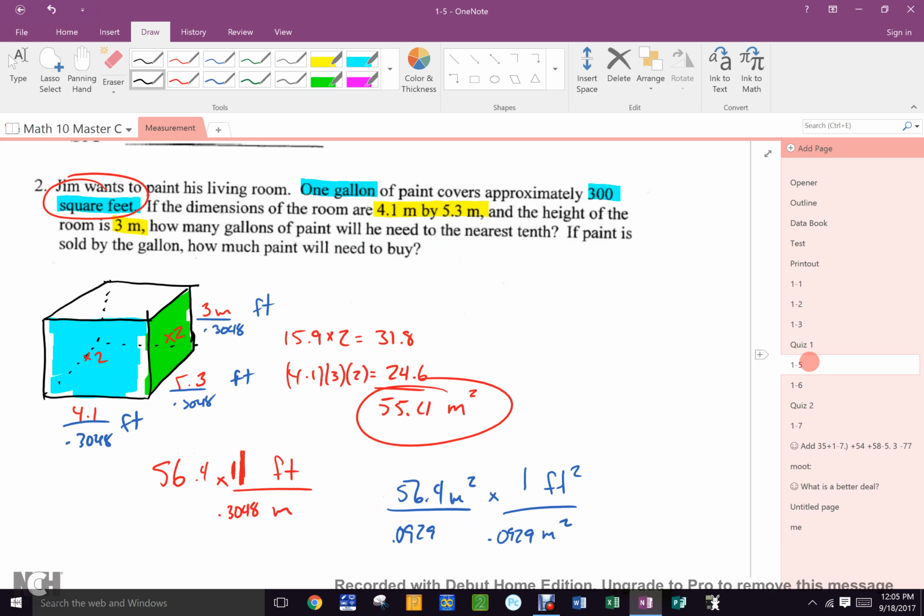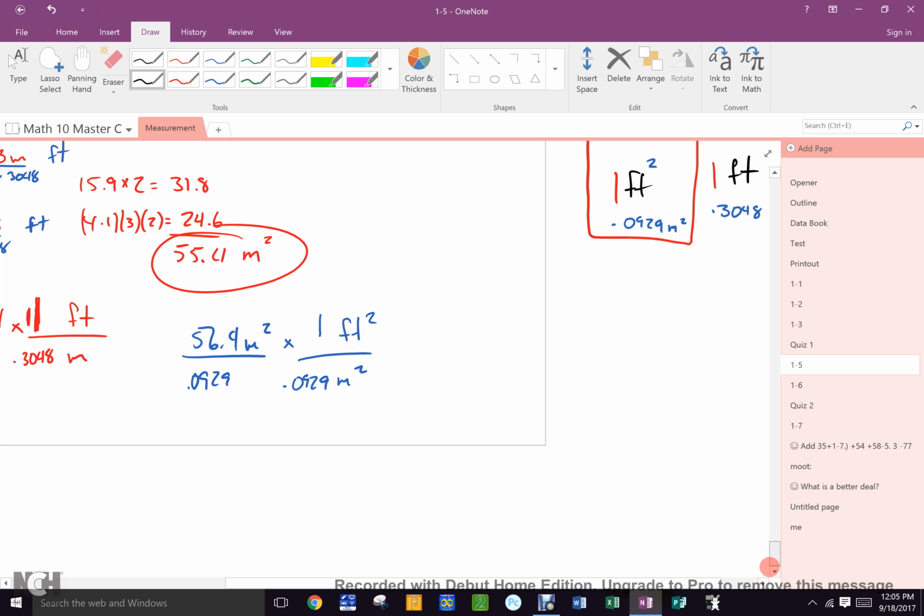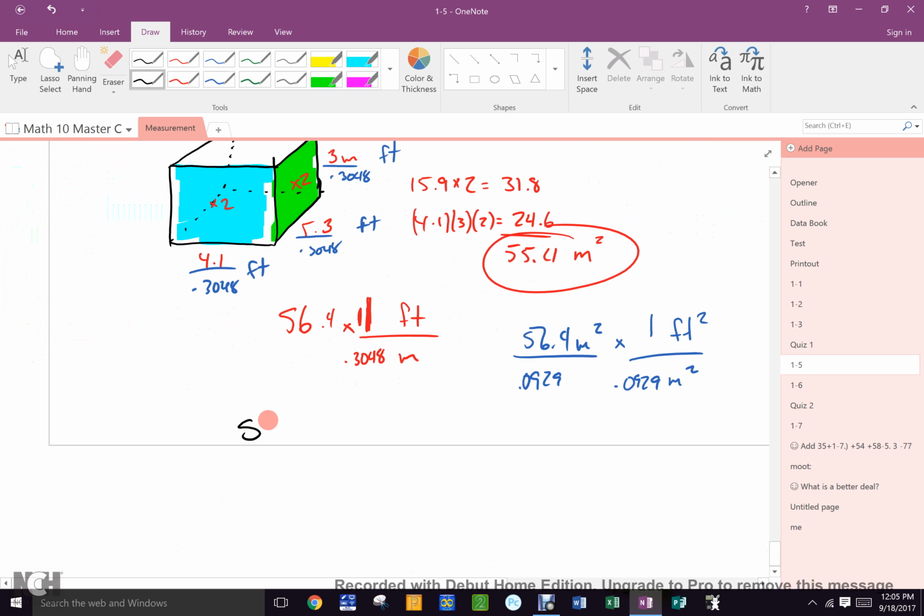So anyway, you work it all out. And you find out eventually that it is how much that we need to paint? It depends on how you did the question, right? So depending on your numbers, you end up with a surface area in feet squared, yes? Which you then have to divide by what?